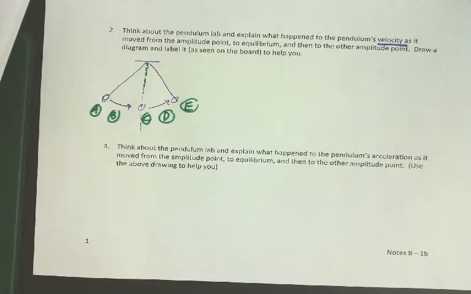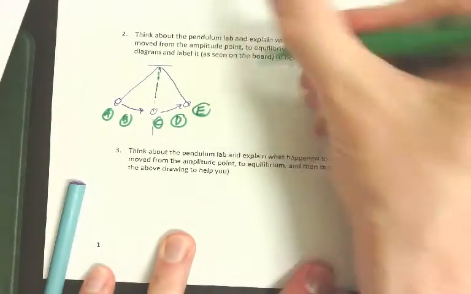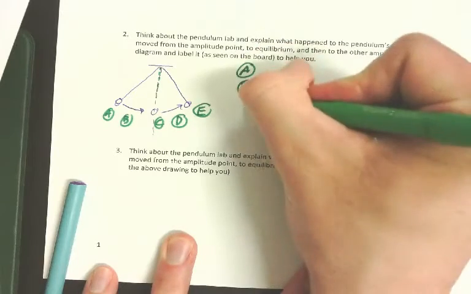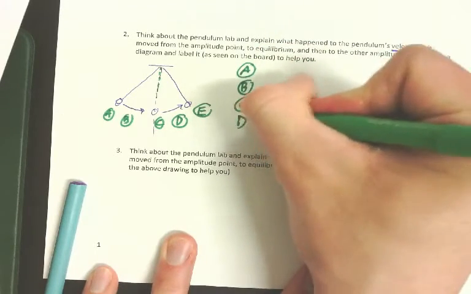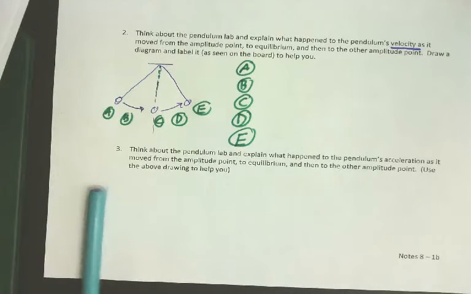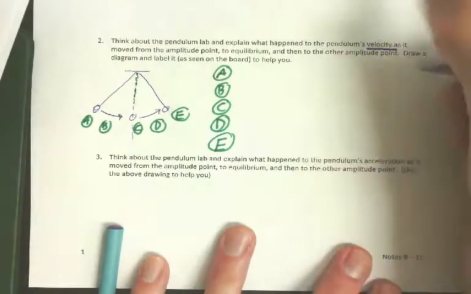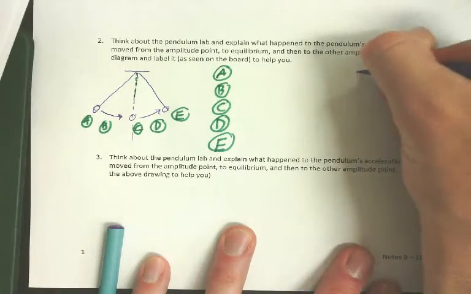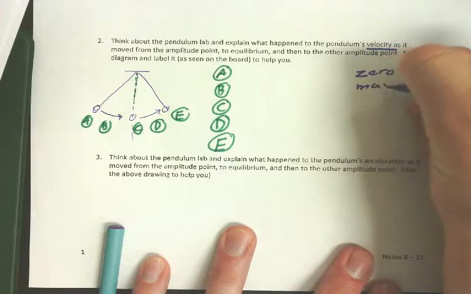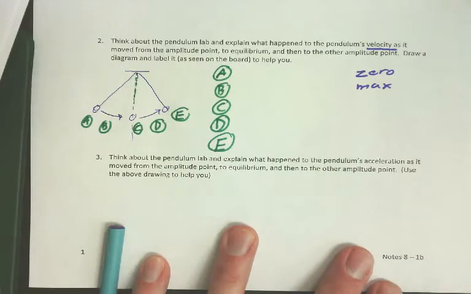Here's what I want you to do. I want you to tell me what you think the value for the velocity is at A, B, C, D, E. You're probably saying to yourself, Mr. B, how on earth am I supposed to do this? I don't know what the numbers are. I'm going to make it easy for you. All you need to tell me is: is the velocity 0? Is it max, which means whatever the largest number is, it's the largest number?